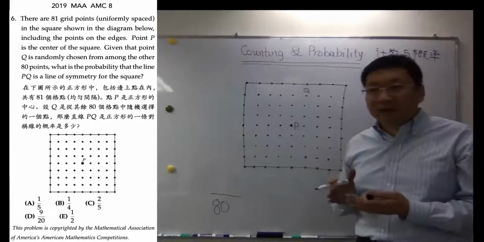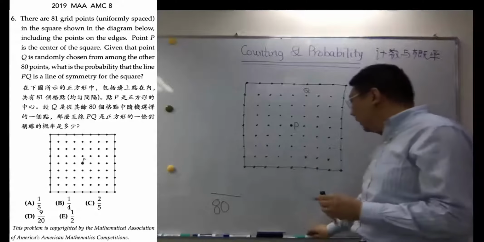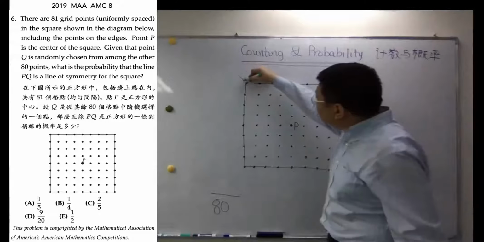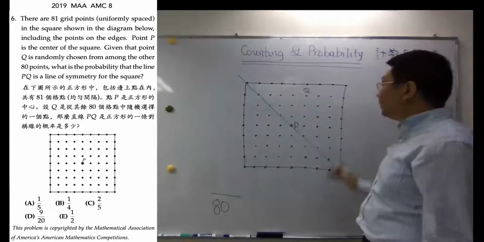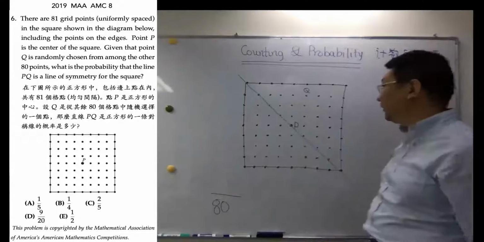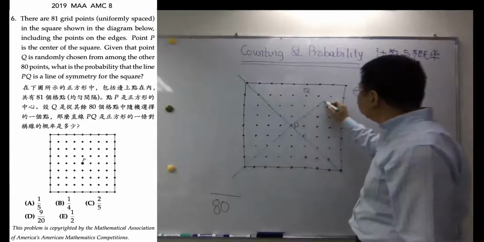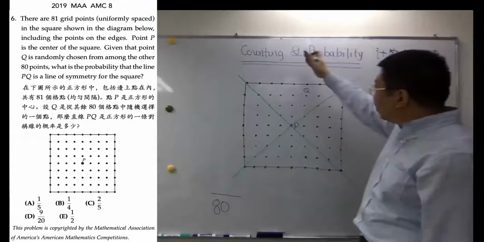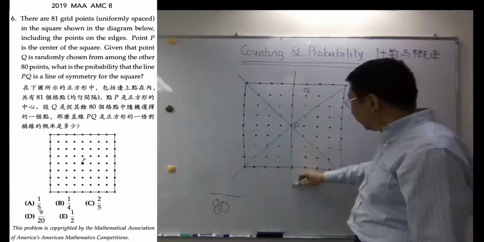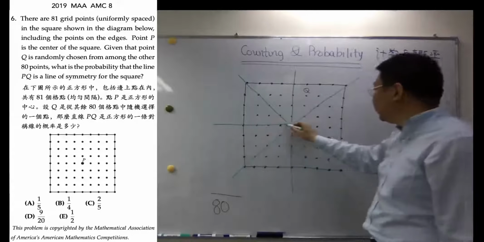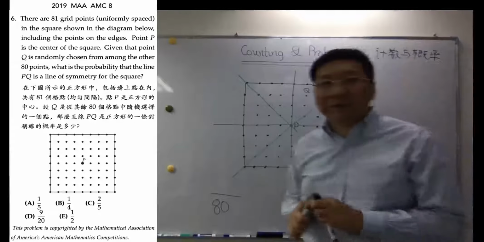So how many symmetric axes for a square? We know there are two types. One is the two diagonals. You fold the square along the two diagonals, you will get a triangle. And that's two symmetric lines. Then the other two symmetric lines would be just the line that bisects the opposite side. So which means a horizontal line and a vertical line. So that would be the four symmetric lines.